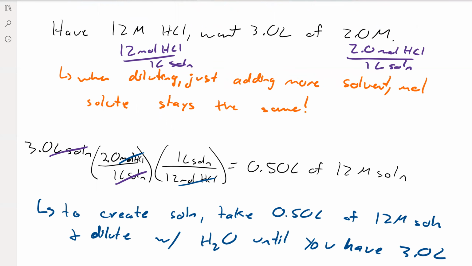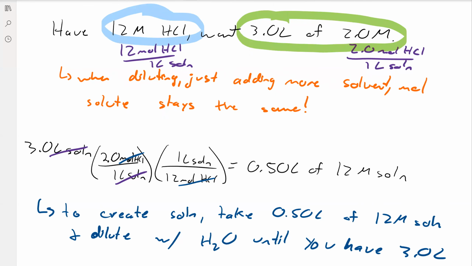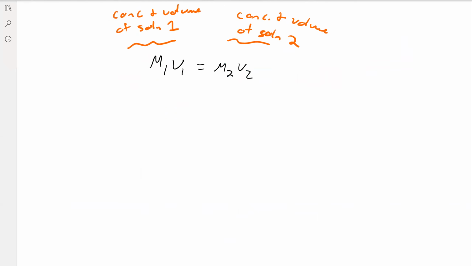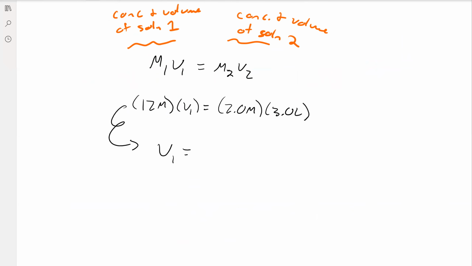Again, think about what gets grouped together. The 3 liters is referring to the 2 molar solution, while the 12 molar solution, we have that solution. We just need to know how much of it to use. So we have 12 molar for our one solution. We don't know how much of it to use, but we do know that we want 2 molar at the end, and we want 3 liters of it. We reorganize this equation.